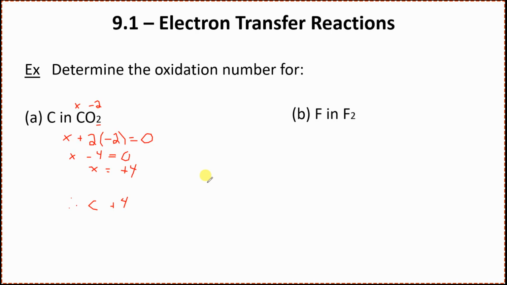How about this example? F in F2. Well, this is actually a little bit of a trick question, because the first rule earlier said that anything that is in its elemental state, like any of the diatomic gases or any of the metals, has a charge of 0. So F has a charge of 0 because it's in its elemental state.